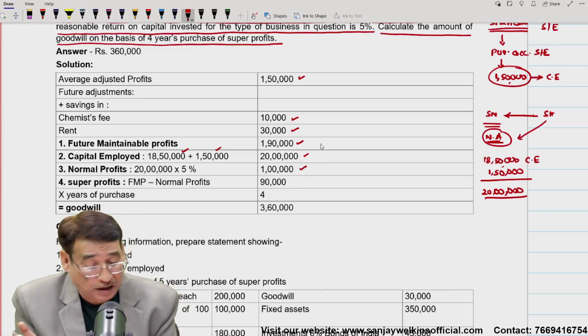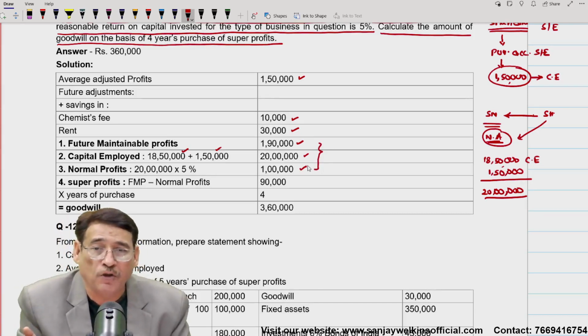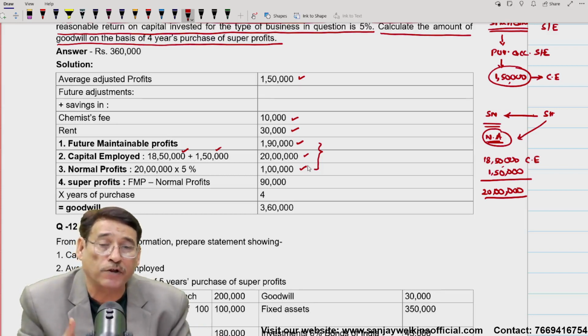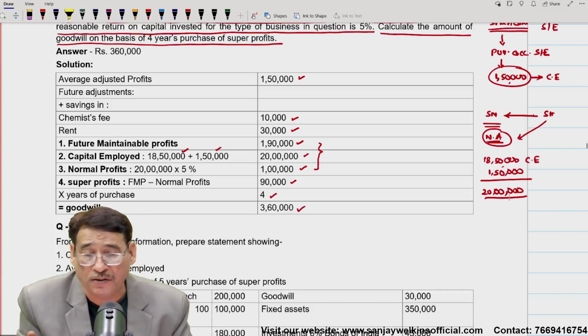Now you will take the difference between the future maintainable profits and normal profits to get the super profits, which will be equal to 190 minus 1 lakh. And we are supposed to compute goodwill at 4 years purchase. So 3,60,000 will be the amount of goodwill. Is it clear to you or not?